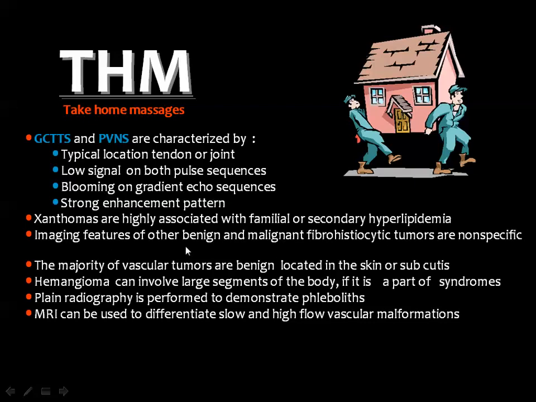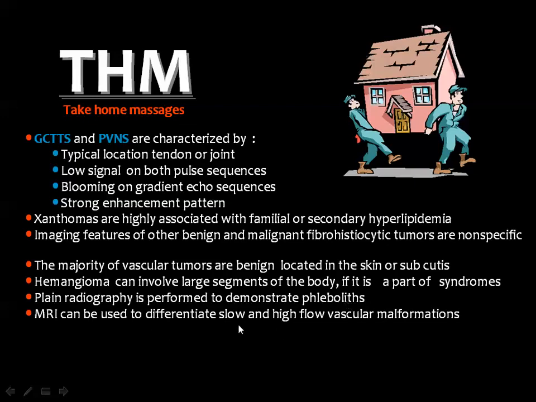Imaging features of either benign and malignant fibrohistiocytic tumors are nonspecific, like benign fibrohistiocytoma and the malignant fibrous histiocytoma. The majority of vascular tumors are benign, locating in the skin and subcutaneous tissue. Hemangioma can involve a large segment of the body if it is a part of a syndrome like Klippel-Trenaunay syndrome. And plain radiography is very helpful for the diagnosis of hemangioma because of its ability to detect phleboliths.